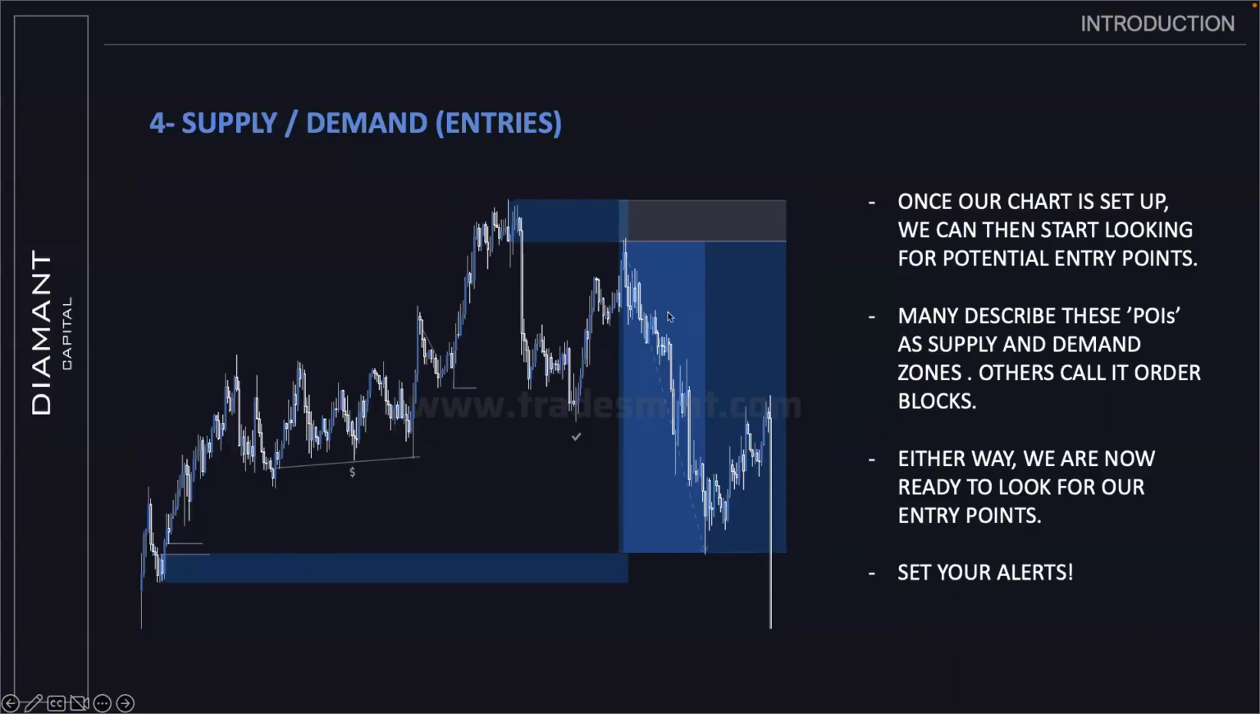So yeah, once our chart is set up, we can then start looking for potential entry points. Many people describe these points of interest as supply and demand zones. Other people call it order blocks. It really is not a big issue. Just understand where you want to be buying and selling. Either way, now we're pretty much ready for these entry points. Now, all that's left to do is set your alerts, especially if you're trading on the higher time frame. We're going to be waiting for these areas, and then eventually we're going to be entering. And of course, we're going to be getting into more detail much later on in this part of the course.